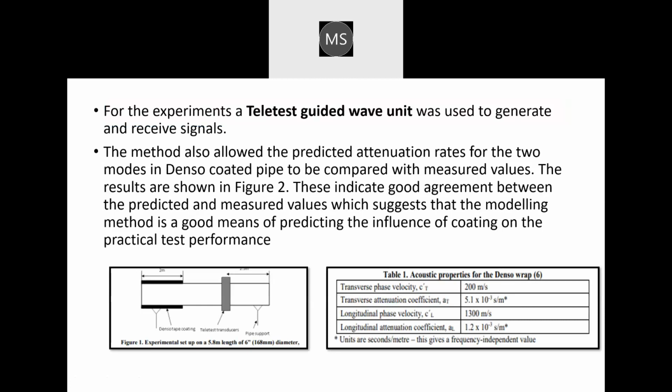So for the experiment, we have done a Teletest guided wave unit, which is used to generate and receive signal. This method allowed the predicted attenuation rates for the two modes in the Denso coated pipe to be compared with measured values. The results are shown in the figure below.